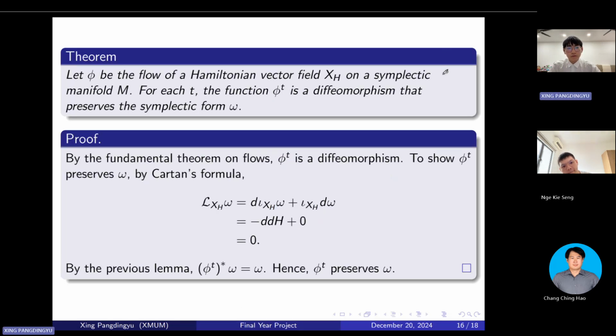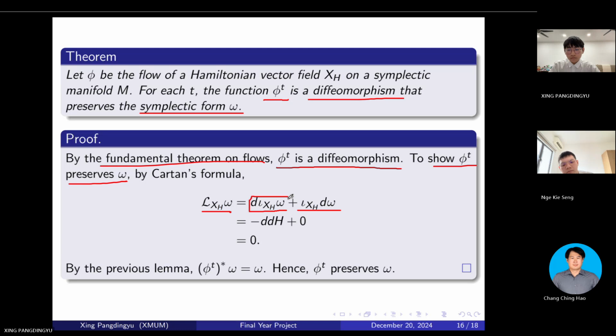So finally, this is the last theorem today. Let phi be the flow of a Hamiltonian vector field XH on a symplectic manifold N. For each t, the function phi t is a diffeomorphism that preserves the symplectic form omega. So for the first statement, phi t is a diffeomorphism. This is a direct consequence of the fundamental theorem on flows. So we only need to show that phi t preserves the symplectic form omega. And by the previous lemma, we know that it is equivalent to show that the Lie derivative of omega is equal to 0. So by Cartan's formula, we first rewrite the Lie derivative as d iota XH omega plus iota XH d omega.